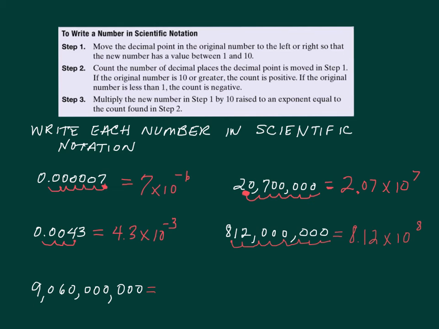This is 9,060,000,000. Well, let's move our decimal place and see. 1, 2, 3, 4, 5, 6, 7, 8, 9 places. So we have 9.06 times 10 to the positive 9 or negative 9? Positive 9. Okay?